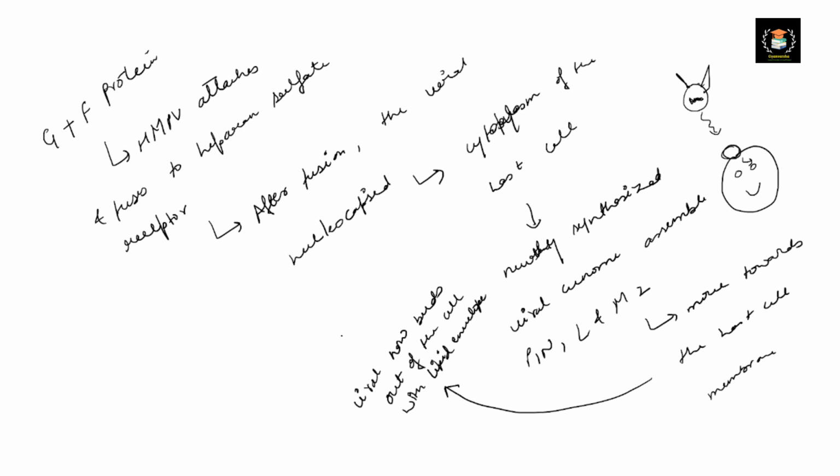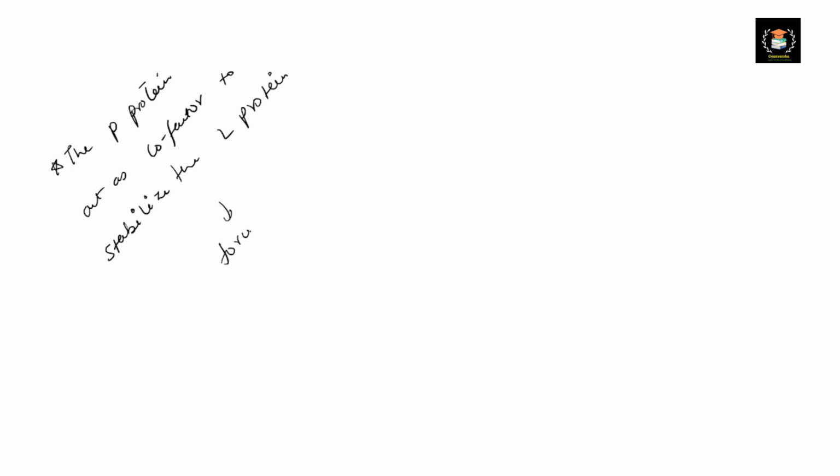After that, what will happen? The P protein, which is phosphoprotein, acts as a cofactor to stabilize the L protein. Why is P protein needed? To stabilize the L protein. Okay, L protein is what? It is the viral polymerase. So the P protein acts as a cofactor and stabilizes the L protein, allowing the formation of the virus RNP, ribonucleoprotein complex.